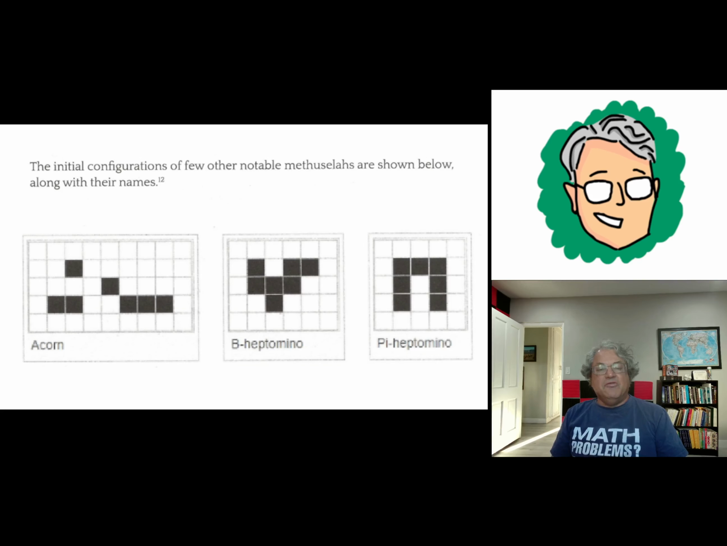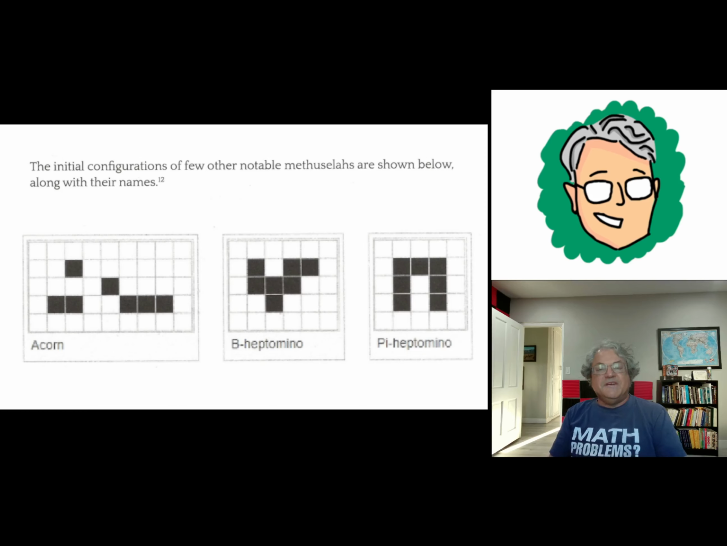Another couple that are really interesting are the B-heptomino, which doesn't live as long. What's interesting about the B-heptomino is that you can stabilize it and use it as an engine for what's called a puffer train. I'm going to get into those in a later video. You can actually make patterns that grow forever using the B-heptomino as an engine. And then the Pi-heptomino is another really interesting one.